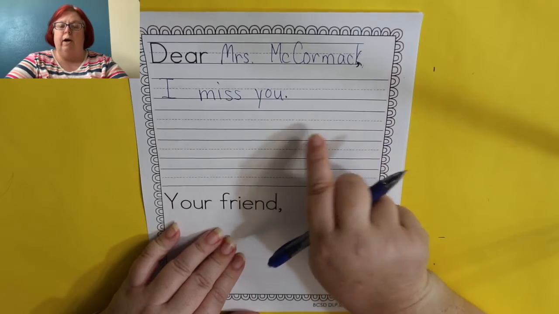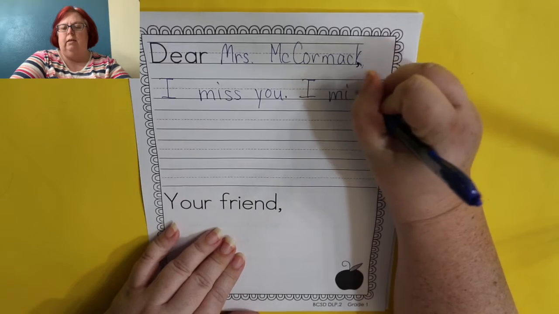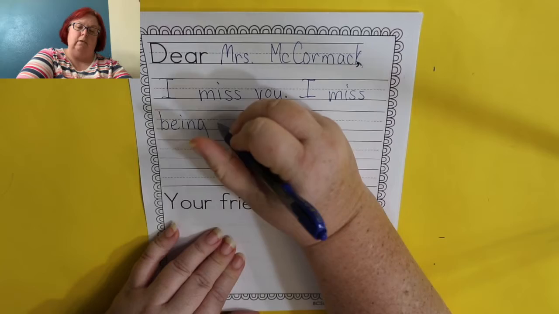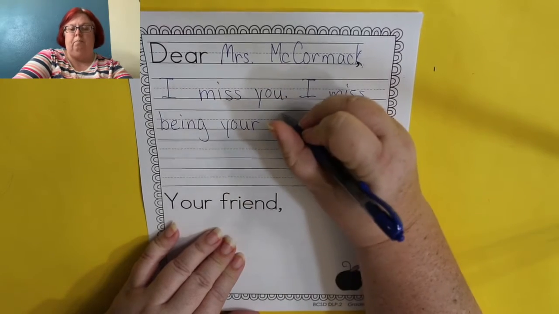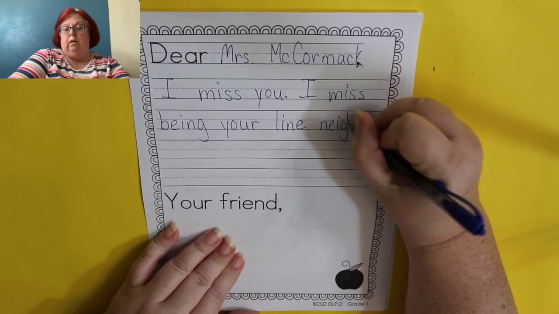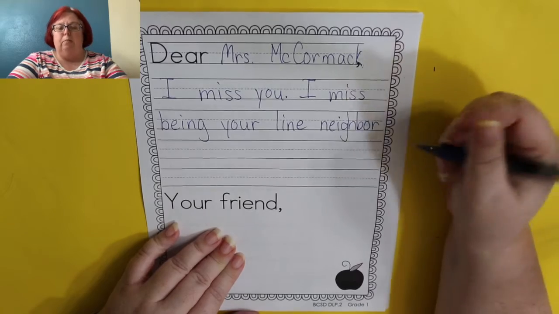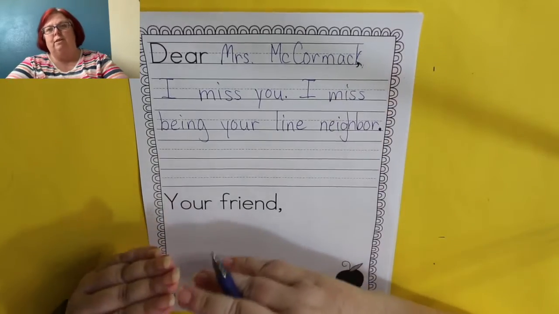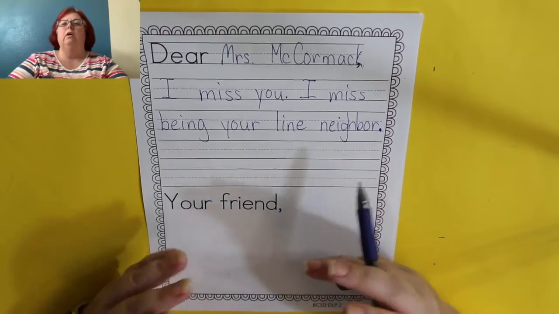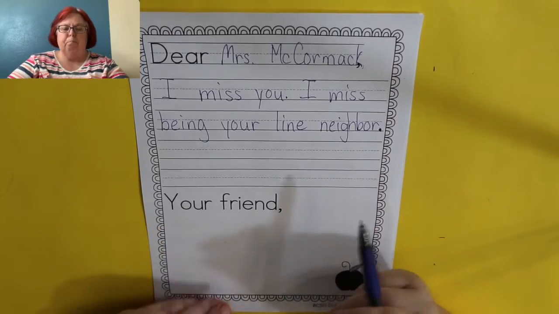Now I want to tell her why I miss her, or what I miss about her. So I'm going to write, I miss being your line neighbor. Because we call each other neighbors because we line up next to each other on the playground, and we also have classrooms that are right next to each other, so we're neighbors there. So I wrote, I miss being your line neighbor. So I wrote something I missed. I wrote I missed her, then I wrote something I missed about her.